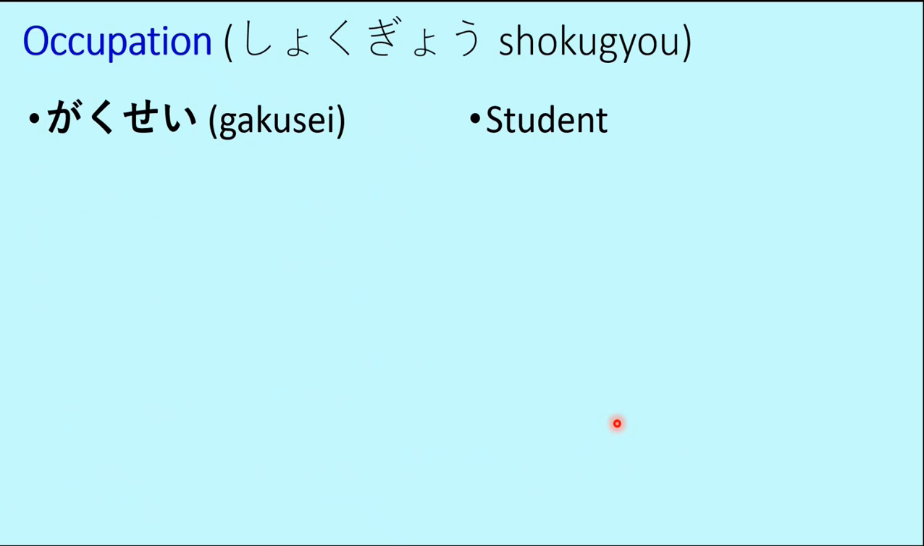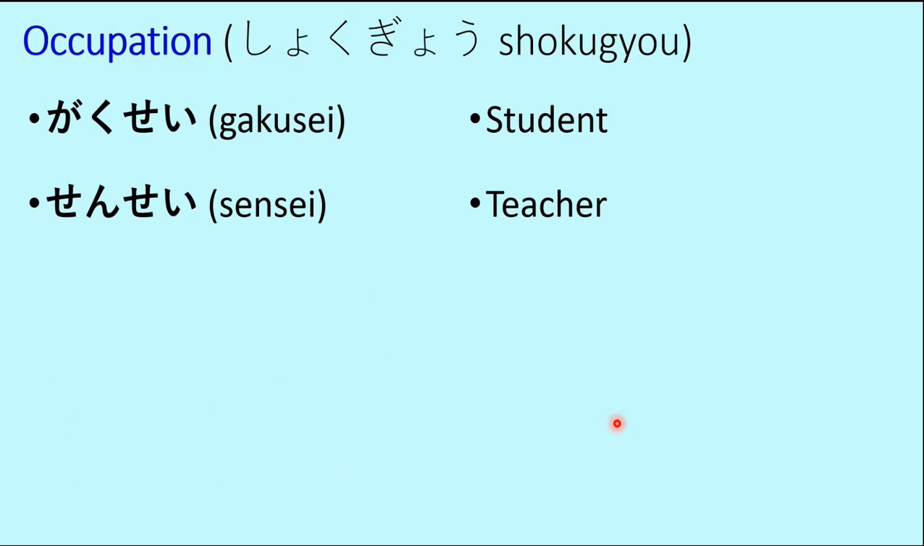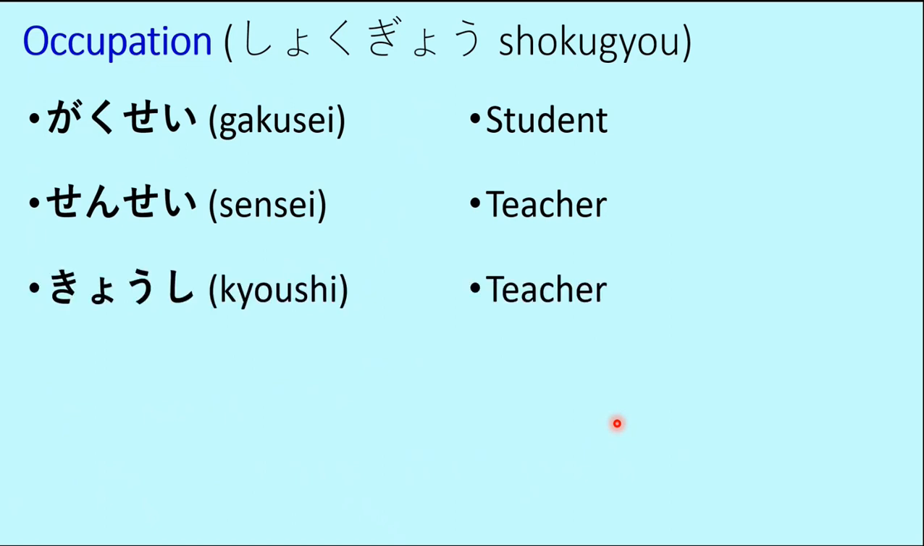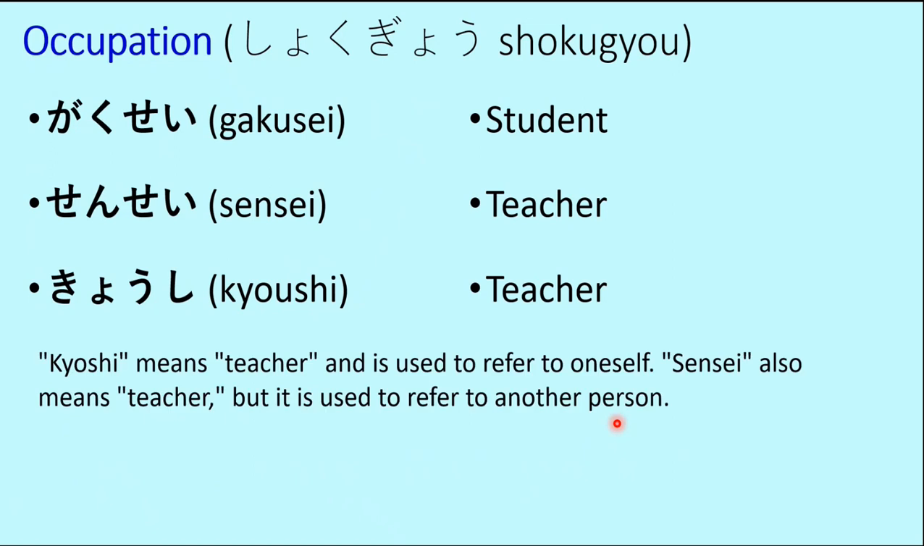Then we have gakusei. Gakusei means student. We have sensei for teacher. So we have kyoshi also for teacher. So what is the difference between sensei and kyoshi? Kyoshi means teacher and it is used to refer to oneself. So if you are yourself a teacher and you want to tell your occupation or profession to someone, then you will introduce yourself as kyoshi. That is watashi wa kyoshi desu.